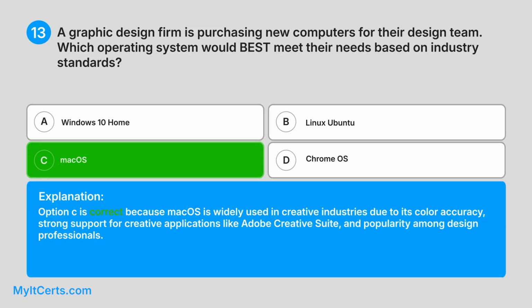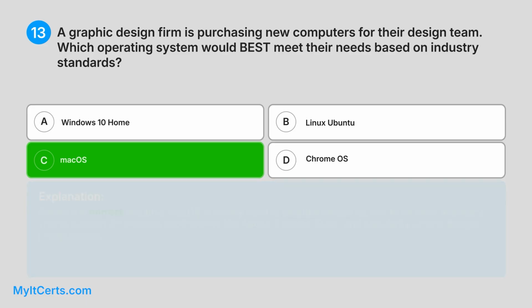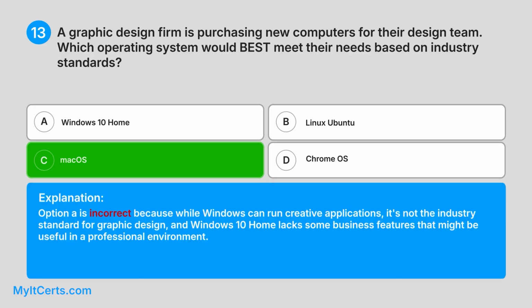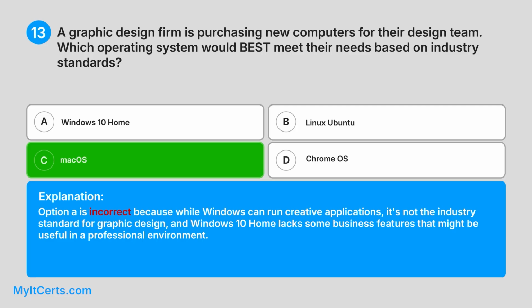Explanation. Option C is correct because macOS is widely used in creative industries due to its color accuracy, strong support for creative applications like Adobe Creative Suite, and popularity among design professionals. Option A, Windows 10 Home, is incorrect because while Windows can run creative applications, it's not the industry standard for graphic design, and Windows 10 Home lacks some business features that might be useful in a professional environment.